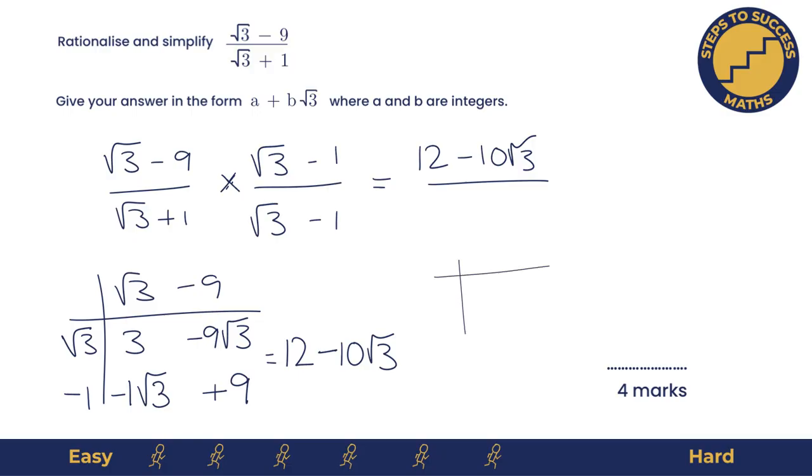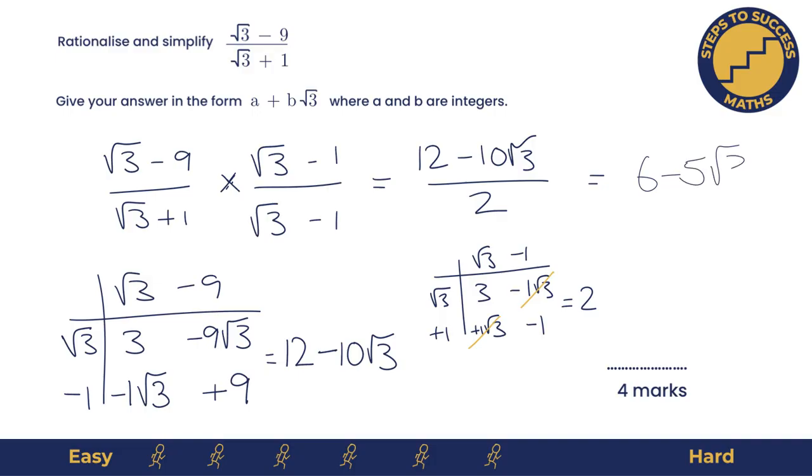Root 3 subtract 1, root 3 plus 1. So we've got root 3 times root 3 is 3. Then negative 1 root 3, positive 1 root 3, and negative 1 times positive 1 is negative 1. Remember, these parts are going to cancel out. So you've got 3 take away 1, which is 2. The bottom part of the fraction is 2. And then if we divide it by 2, we've got 6 take away 5 root 3.